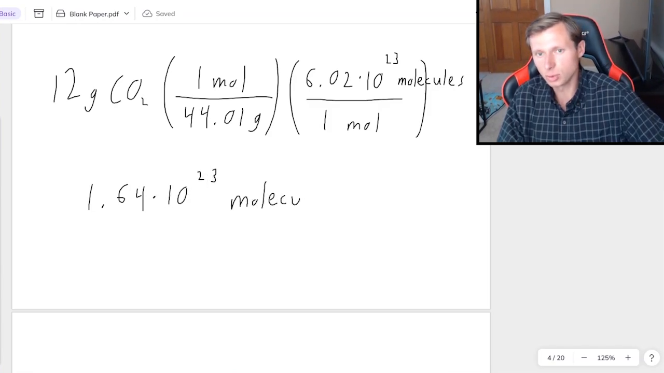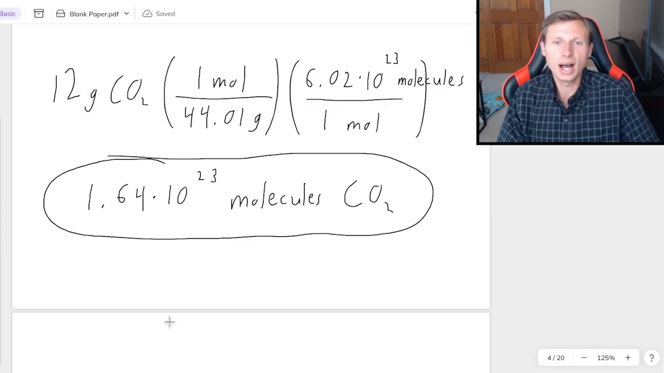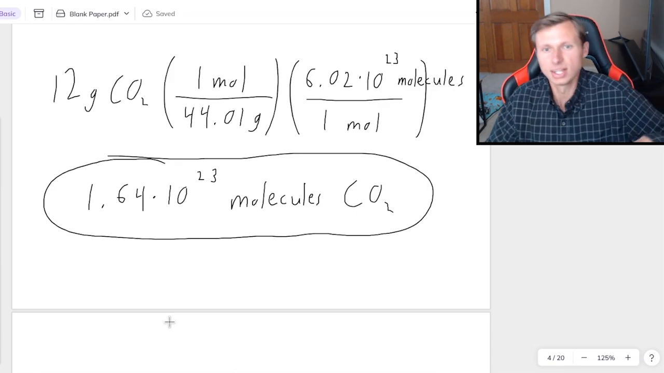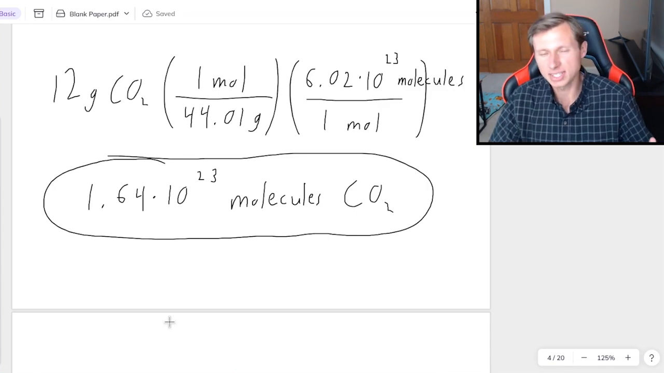is molecules of CO2, which is a number way higher than the largest number you can possibly think of, whether it's billion, trillion, quintillion, whatever. This is a ginormous number. But there we go. That's how we're going to be doing dimensional analysis in your science class this year.